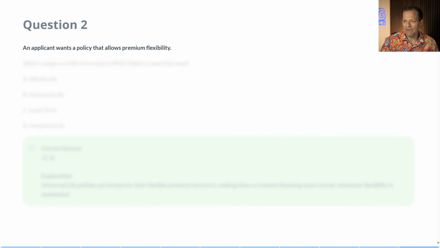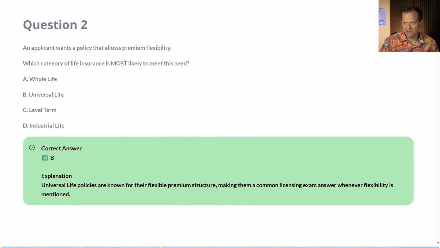Question 2, an applicant wants a policy that allows premium flexibility. Which category of life insurance is most likely to meet this need? Is it whole life, universal life, level term, or industrial life? The answer is B, universal life, because universal life policies are known for their flexible premium structure. Universal life, flexible premiums, making them a common licensing exam answer whenever flexibility is mentioned.